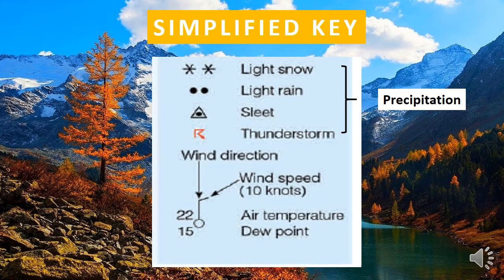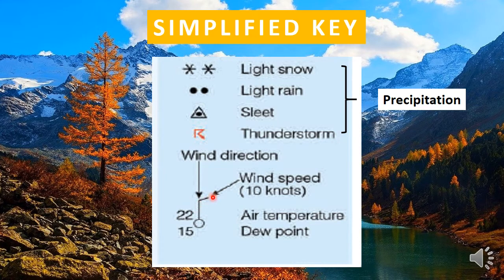Then the other one is the precipitation that we saw earlier, which is the light snow, the light rain, sleet, and the thunderstorm, and also the station model, which indicates here the wind direction. For example, the wind direction points to the north, meaning the wind comes from the north. Then this indicates the wind speed: one full line indicates 10 knots, then a half line indicates 5 knots.